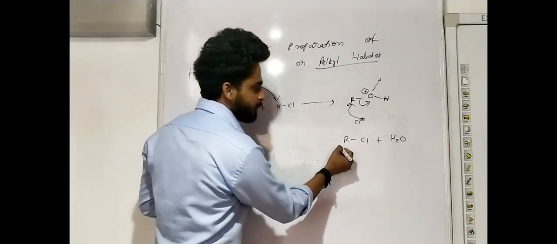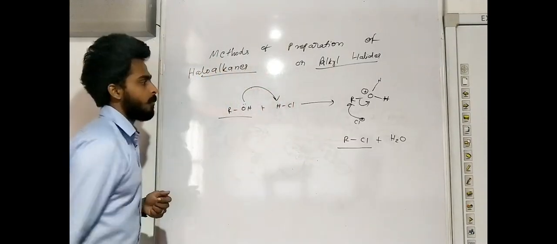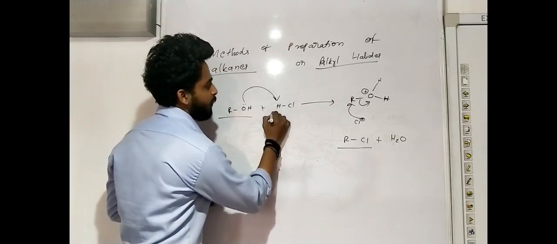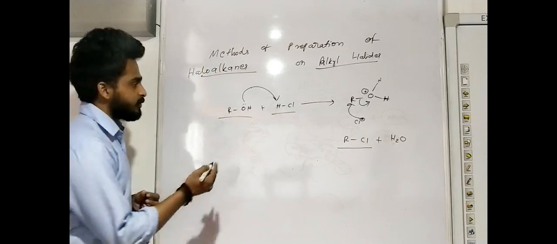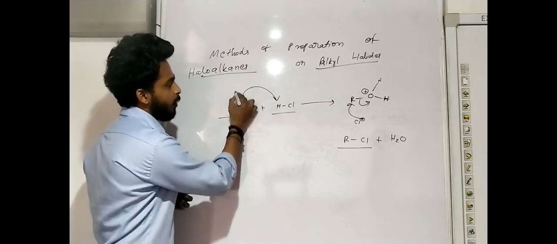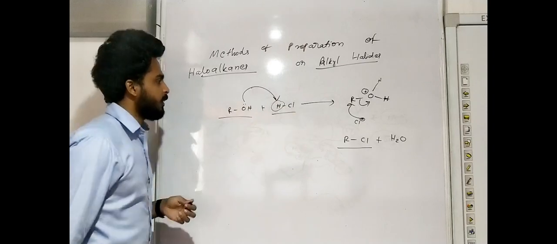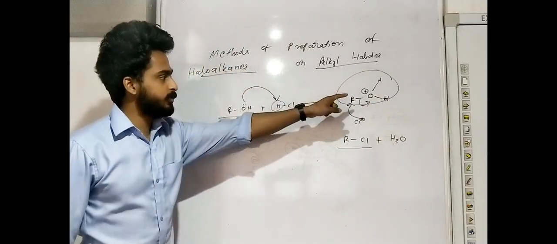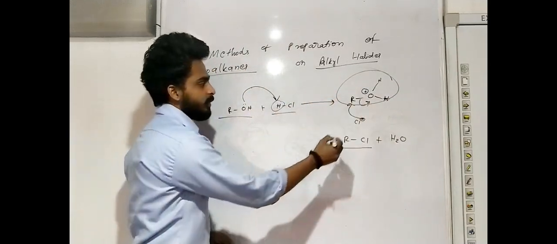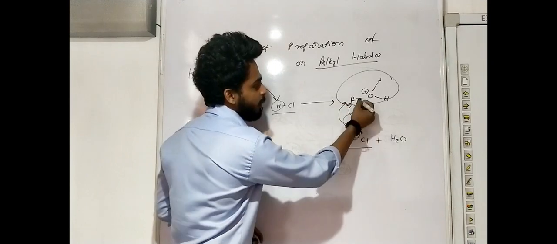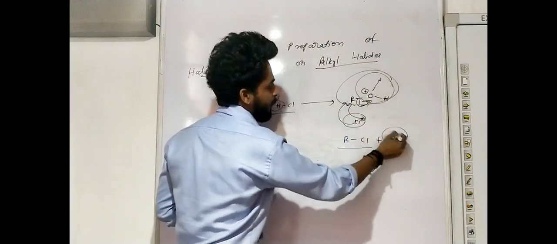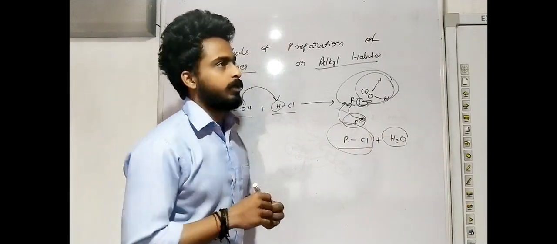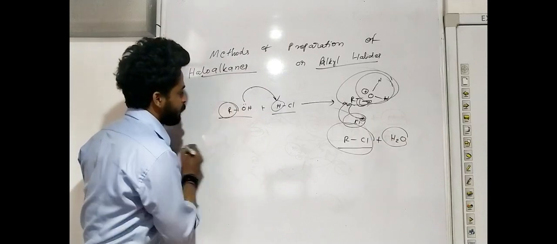This is another method of preparation of RCl compounds from alcohols, by treating the alcohol with concentrated hydrogen acids. For example, we are taking an acid like HCl. So we are treating ROH with HCl. The oxygen lone pair will pick up the hydrogen from HCl, because HCl is an acid, as you know. So this will form an intermediate, ROH2 plus. Then chloride will come and attack this R group, this bond will break, and it will form H2O plus RCl.